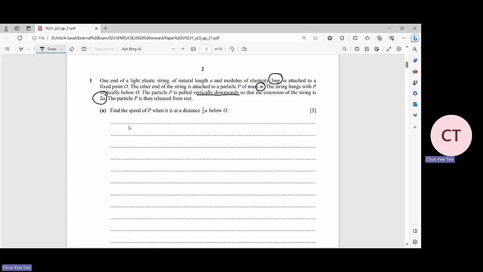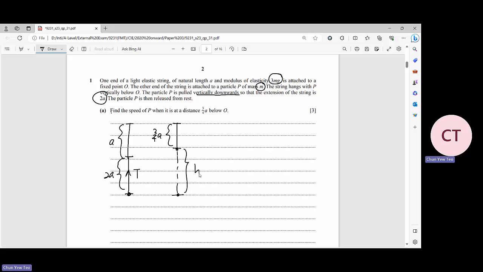Okay, so this is the situation. We have a fixed point O. This is the original length, A. Then you pull down with an extension of 2A, and then you release it. Then find the speed of P when it's at 3/4A below O. So what you need to do is that after you release, you are actually located somewhere here, 3/4A. You're moving from here, going up here.